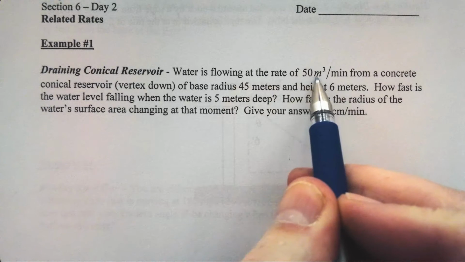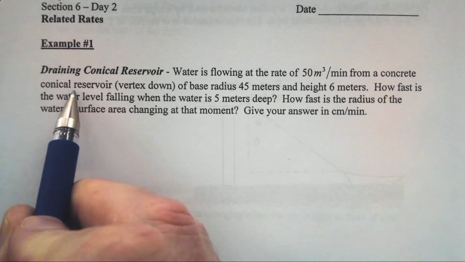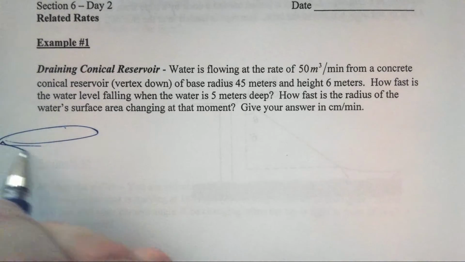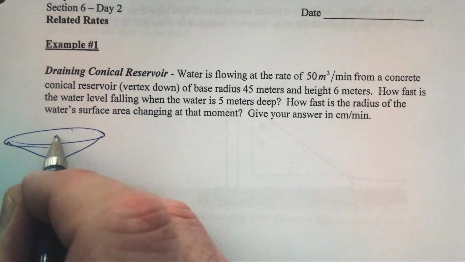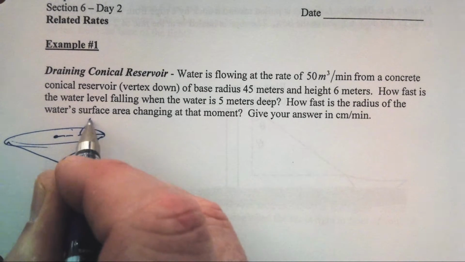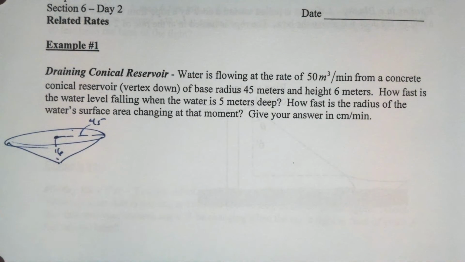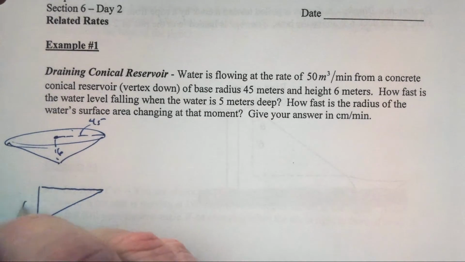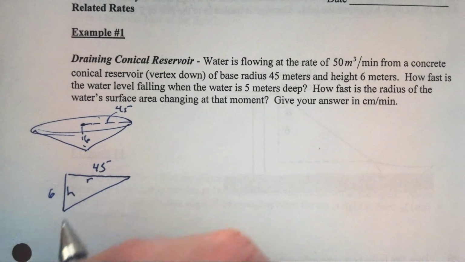Water is flowing at the rate of 50 meters cubed. So I've already got a rate, from a concrete conical reservoir, vertex down. So I'm not worried about proportions right now. Basically, this thing looks like this, of base radius 45. So the base is, even though it's the top, still the circle. So this is 45 with a height of 6. I'm going to separate that, and you can see I'm not drawing this to scale. A lot of times we're just interested in that cross section right there. I'm going to refer to this as height, and this as radius.